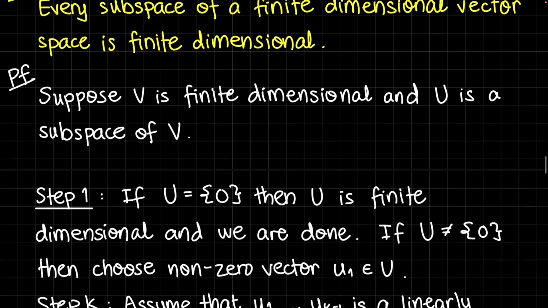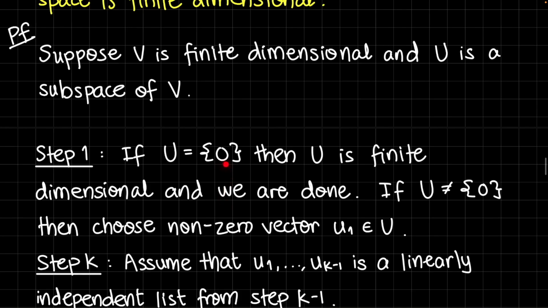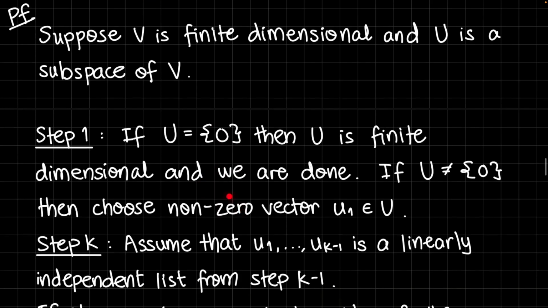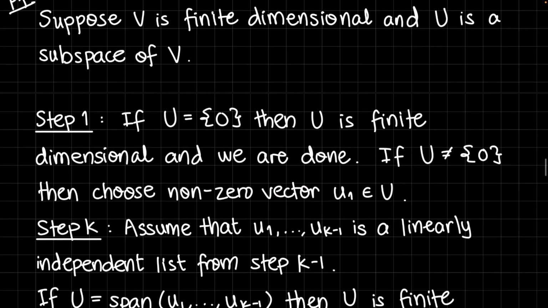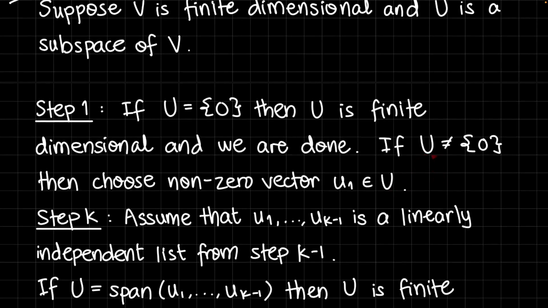Step 1. If U is the trivial subspace, which is just the 0 element, then U is finite dimensional because it just has one element. Or you can just span it with the 0 vector, a list of size 1. And we are done. That's the trivial case.